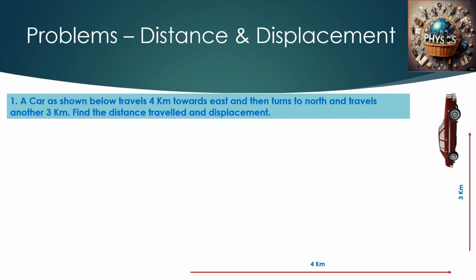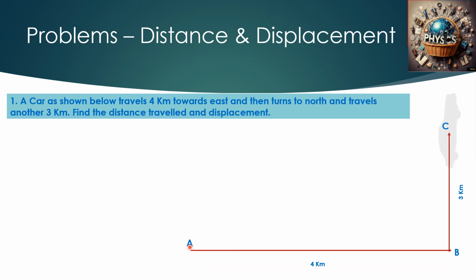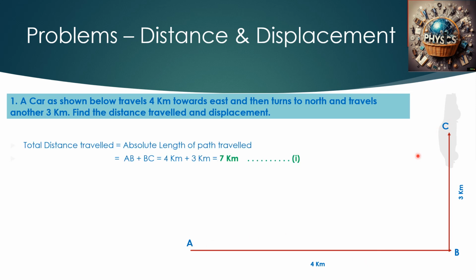Now, when we need to find the distance, as per the simple definition of distance, it is nothing but the total length of the path traveled. If these are the 3 points A, B, C, then the distance is AB plus BC, which is the total length of the path traversed. So it is 7 kilometers, as simple as that.